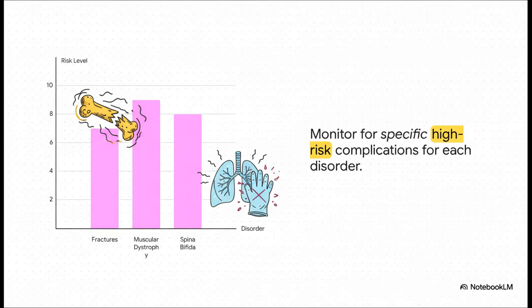Now, besides compartment syndrome, you gotta know a few other big risk complications. With an open fracture, where the skin is broken, the huge worry is osteomyelitis, a nasty bone infection. For a child with muscular dystrophy, as the disease gets worse, their breathing muscles get weaker, so respiratory failure is their number 1 threat. And here's a random but important one for exams. Kids with spina bifida are at a super high risk for developing a latex allergy. Just lock that fact away.